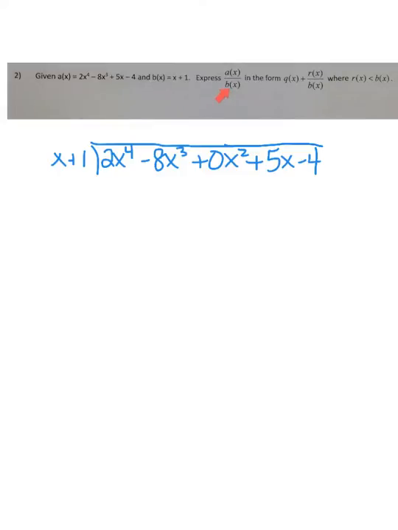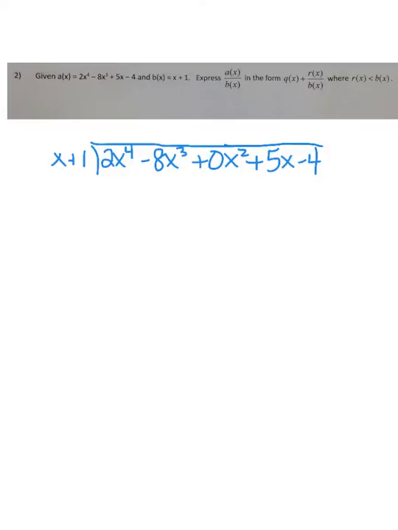So look at what I did below. I took a of x and I'm dividing it by b of x. Now this is how they're telling you to express our answer. I'm going to hold off on that for a second. So I know that I'm going to be doing division here, okay? And it's a show your work question, it's not multiple choice, so I'm just going to do long division.